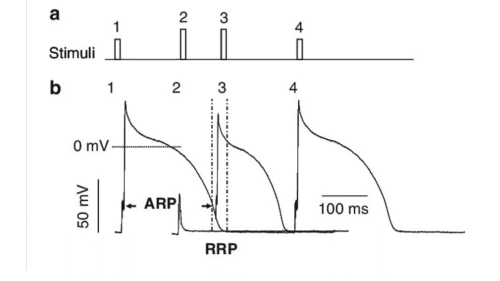Now, if we wait until the time point 3, then we're in the relative refractory period, and we indeed do get an action potential. But you can see it's a little bit reduced in amplitude and a little bit reduced in duration. So this is not a normal action potential. This is an action potential that is stimulated during the relative refractory period.